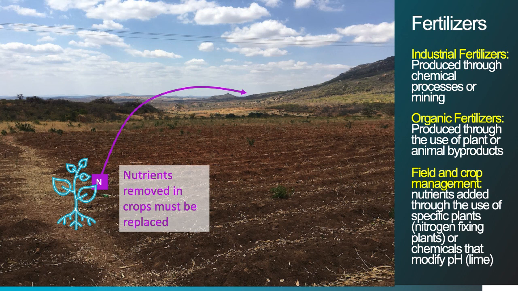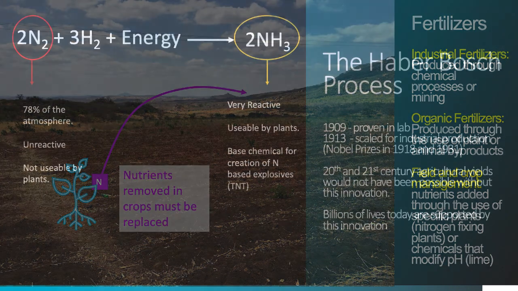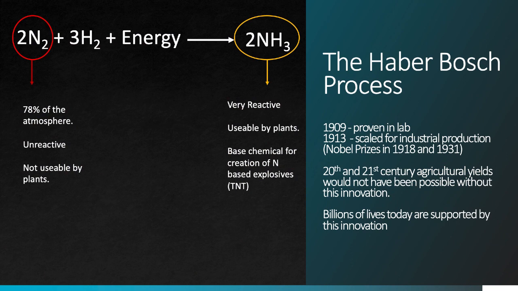Lastly, there are a number of additional ways to change nutrient availability or inputs to fields through the use of specific plants that fix nitrogen or chemicals that modify soil acidity in ways that cause nutrients to be released from mineral structures. We'll walk through some of these examples in the next couple slides. We'll start by talking about nitrogen.